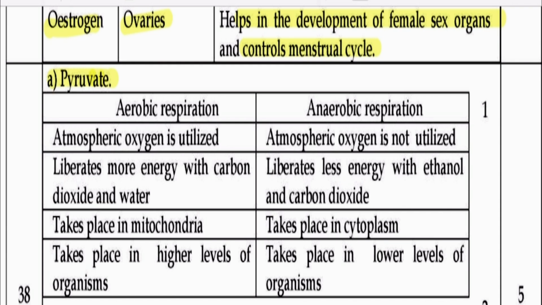First, let's talk about aerobic respiration. Here, atmospheric oxygen is utilized. It liberates more energy with carbon dioxide and water. It takes place in mitochondria and in higher levels of organisms. Whereas in anaerobic respiration, oxygen is not utilized. In the name itself, we are talking about anaerobic, meaning no oxygen. It liberates less energy with ethanol and carbon dioxide, and takes place in the cytoplasm and in lower levels of organisms.